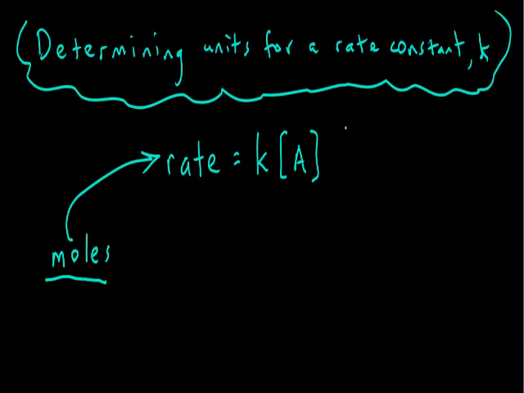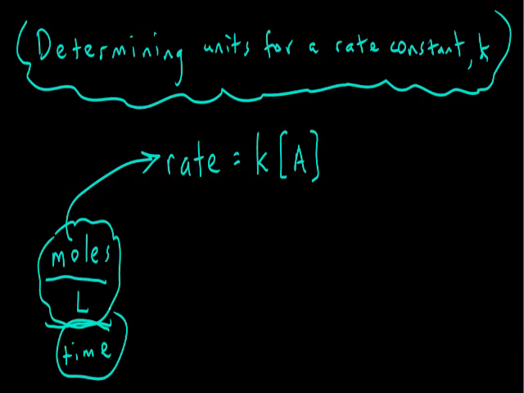A key thing in figuring out what the K units should be is understanding that rate is always measured in terms of moles per liter per time. The rate of a reaction is a change in concentration, which is moles per liter, and how much time goes by for that change to take place. So moles per liter per time is always a unit of measure for our rate of reaction.